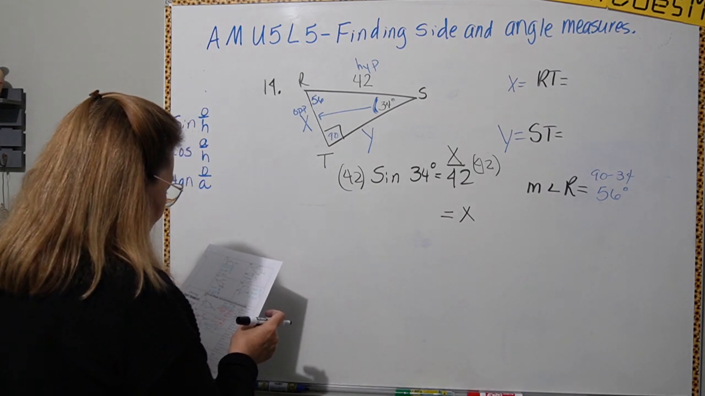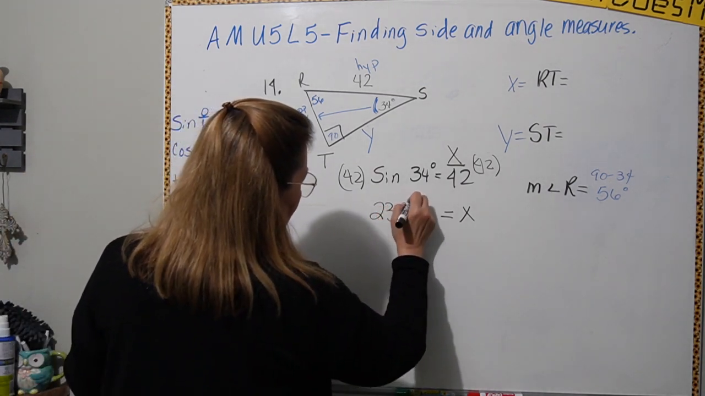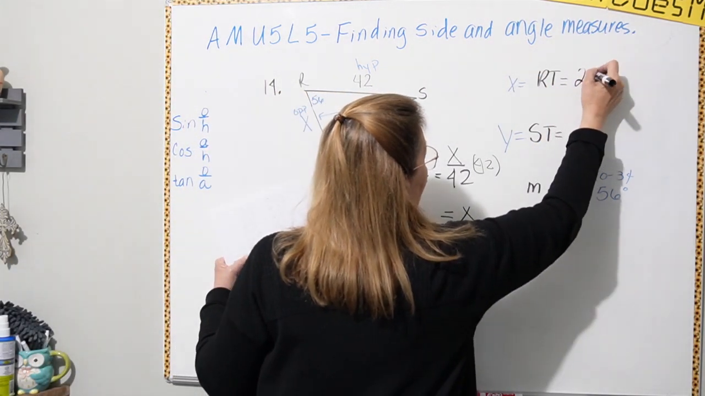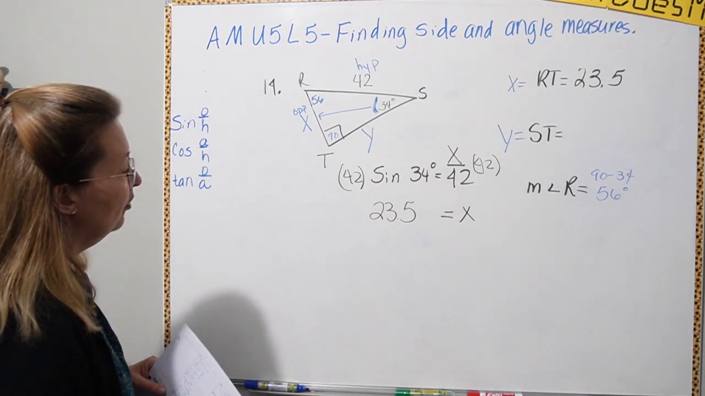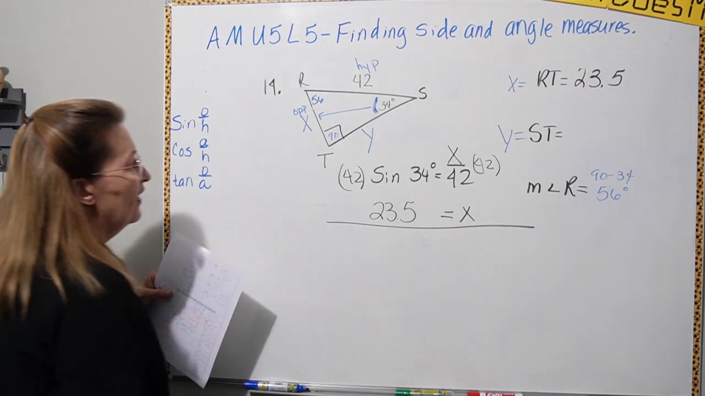42 times sine 34 will get you 23.5. And this was RT, and that's not degrees, I'm sorry, that's length, okay? 23.5. So now, let's find the other one.